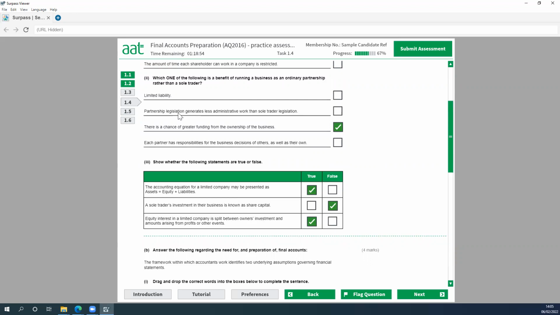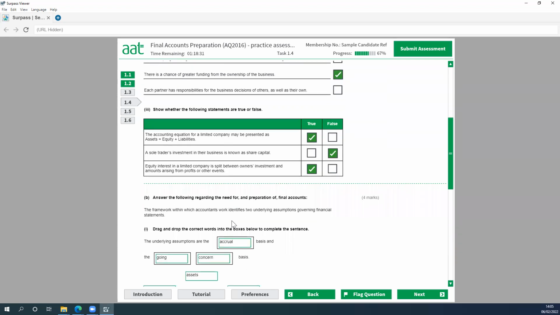So that's false. And then it says equity interest in a limited company is split between the owner's investment and the amounts arising from profits and other events, which is true. So equity interest of a limited company is split between the owner's investment and amounts arising from profits, and so on. So that one's correct also.